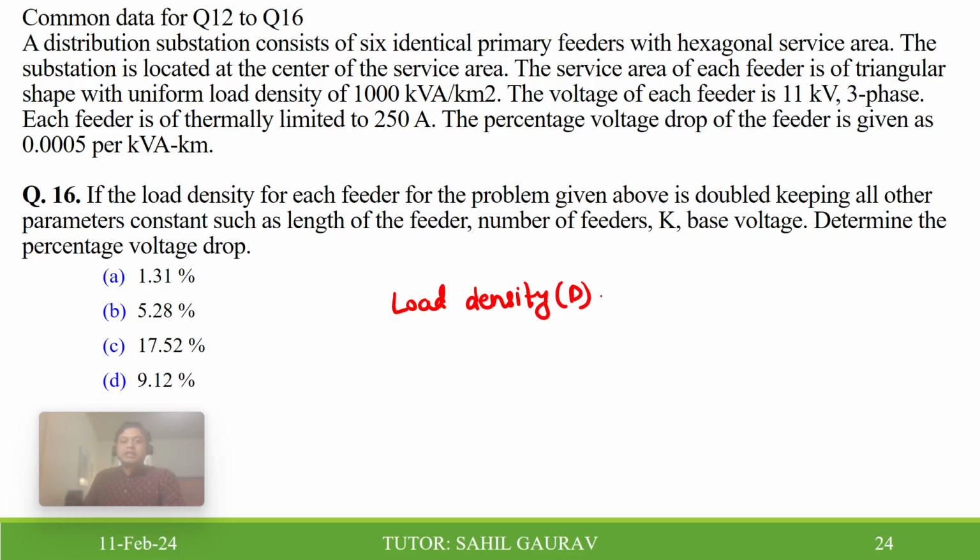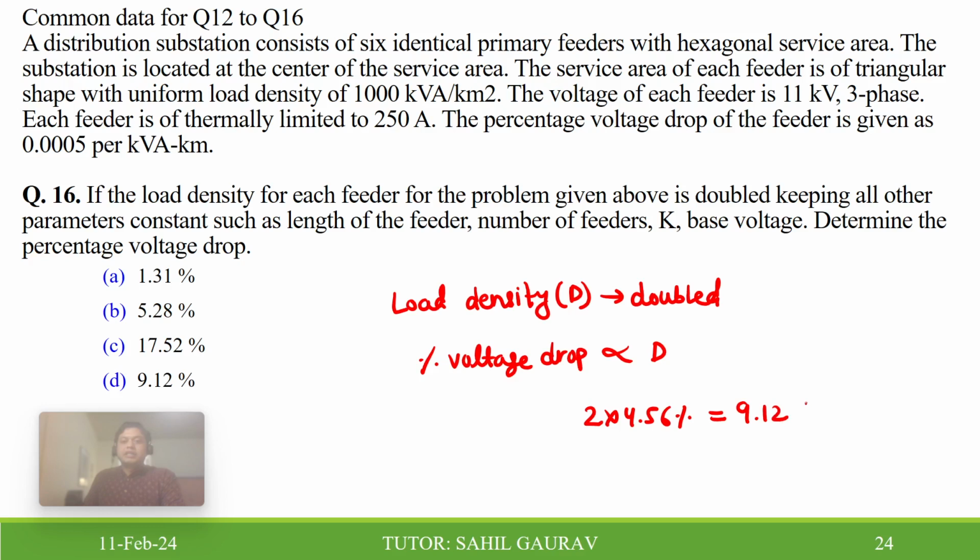Load density gets doubled. So what will the percentage voltage drop be? Percentage voltage drop is directly proportional to load density, so it also gets doubled, as we have seen. So the new percentage voltage drop will be 2 into 4.56%, so it is 9.12%. So D is the correct answer.